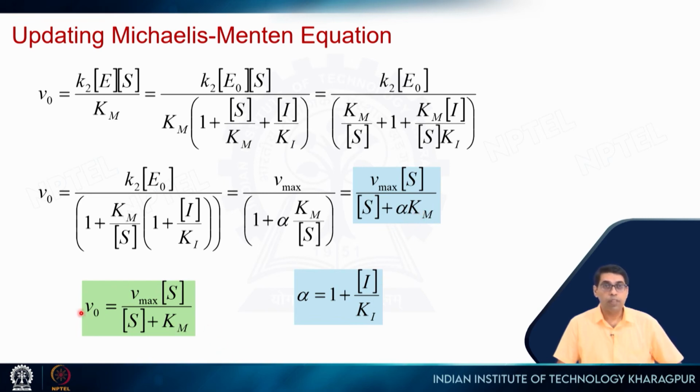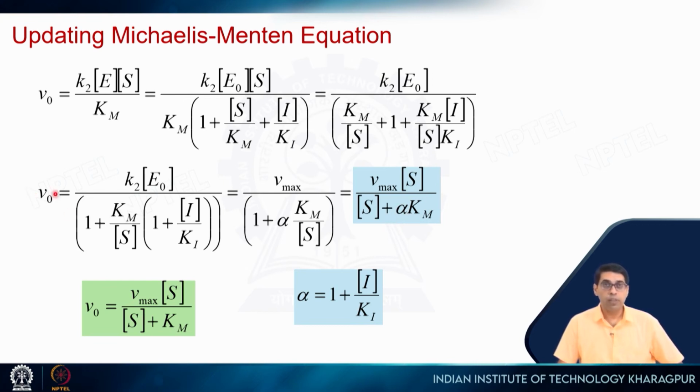Now you can compare it with the original equation which looked like this. All we have done is replace this Km by alpha Km, right, where alpha is given by this. So if the inhibitor is 0, then alpha equals 1. So this equation goes back to this form. But if the inhibitor has some value, let's say inhibitor I equals Ki, then this becomes 1, so alpha will be equal to 2. So alpha will have a value of 2, right. So the effective Michaelis constant will increase, okay.